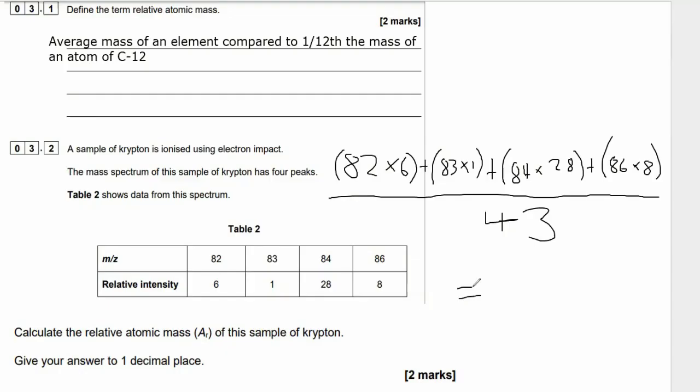Now, if we calculate this, we should get 84. Don't forget, they want it to 1 decimal place. 84.1.